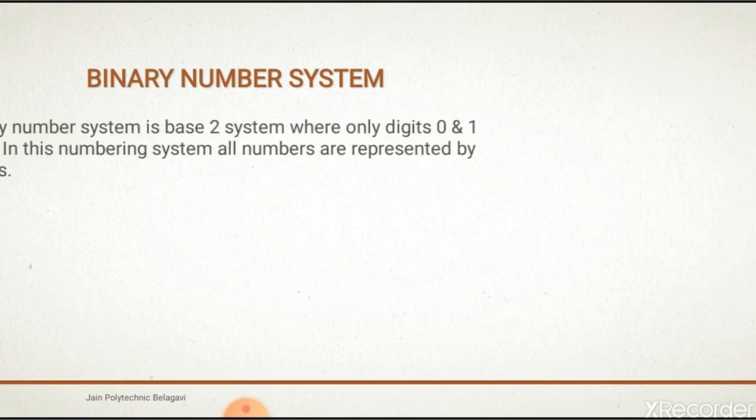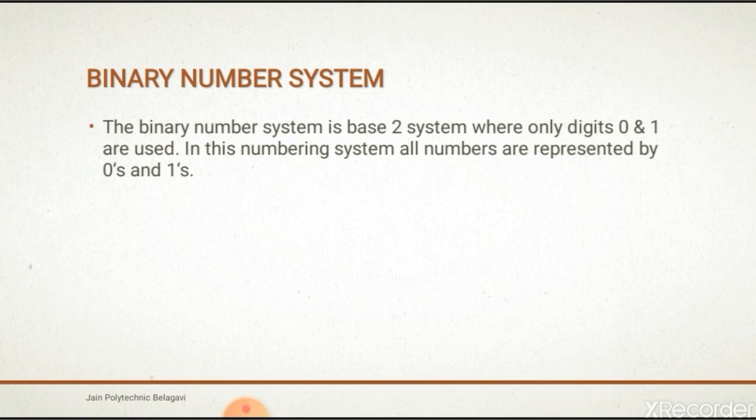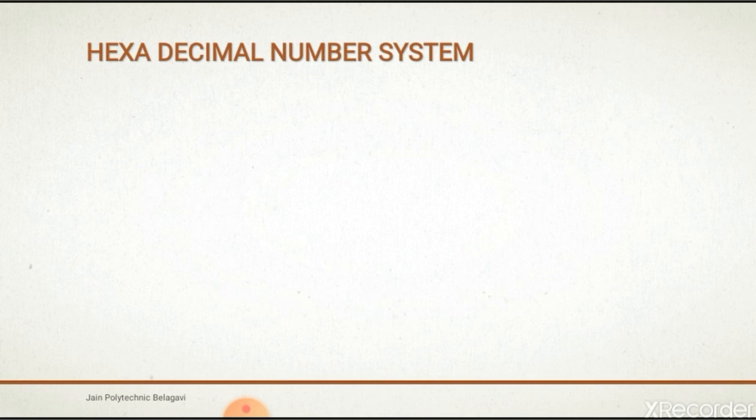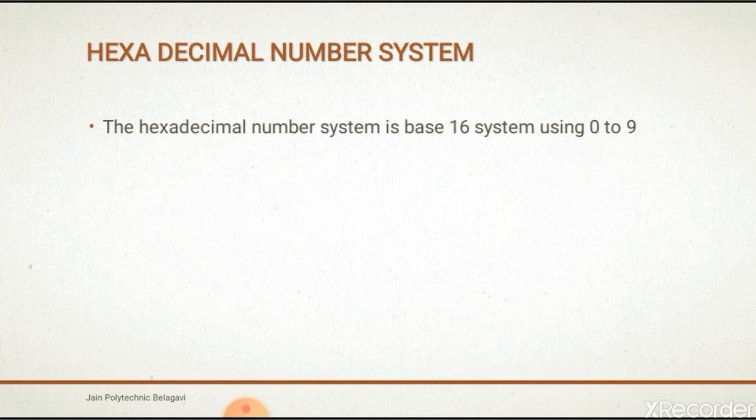Binary number system. The binary number system is a base 2 system where only digits 0 and 1 are used. In this numbering system, all numbers are represented by zeros and ones. For example, 01, 11, 10, 110 and so on.